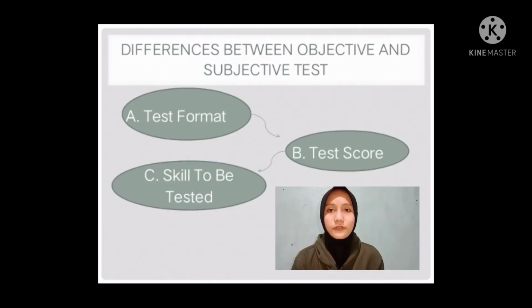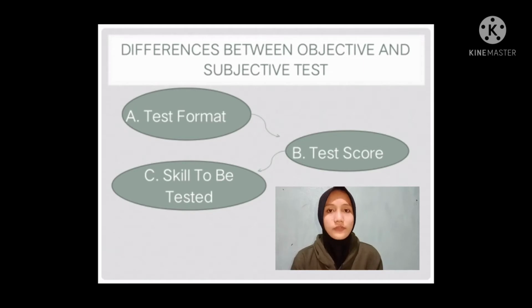Okay, first is the differences between objective and subjective tests. Before I tell about the differences between the two, I will talk about what objective and subjective tests are. Objective test: if no judgment is required on the part of the scorer, then the scoring is objective. These are tests that require one and only one possible answer.